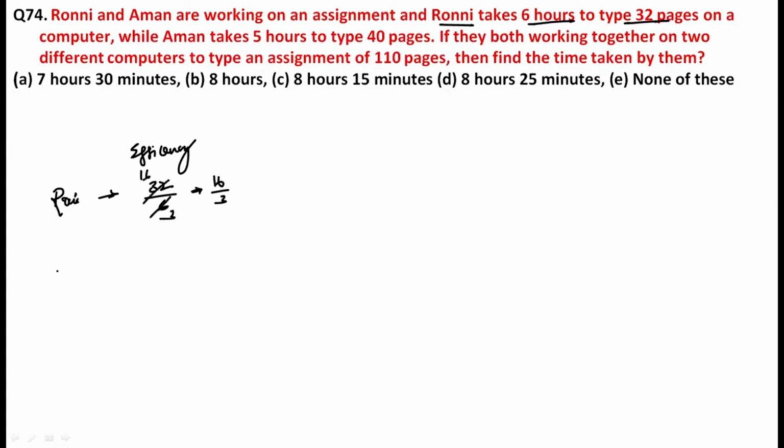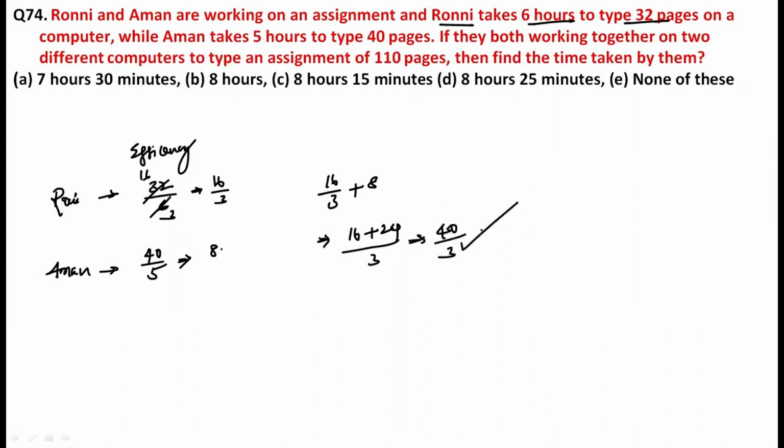The next person is the other person, Aman. They do 40 pages in 5 hours. Now the efficiency is exactly equal to 8. Now, if both are working together, what is their combined efficiency? 16 by 3 plus 8, that is 16 plus 24 by 3. Now you get 40 by 3. So when both are working together, the efficiency rate is 40 by 3.